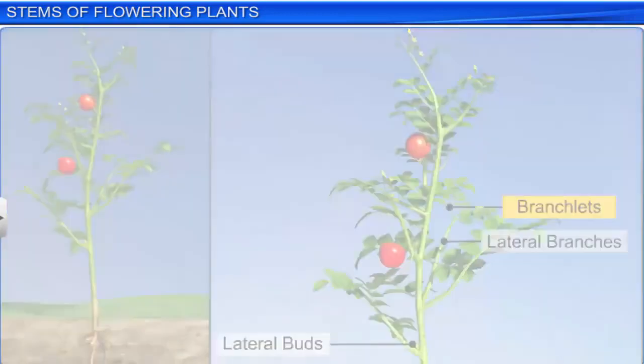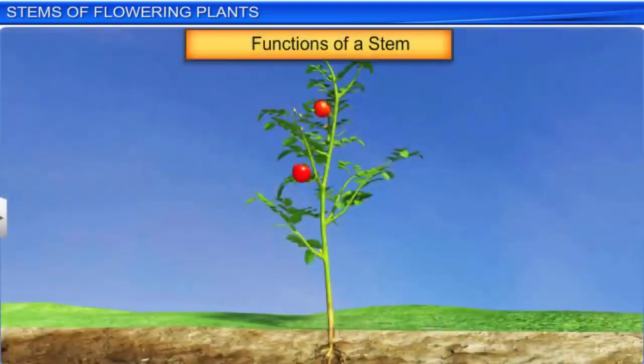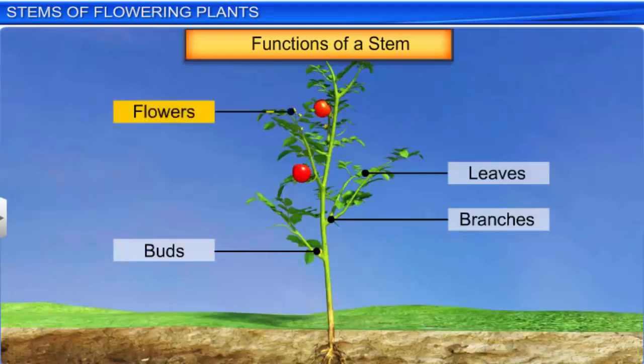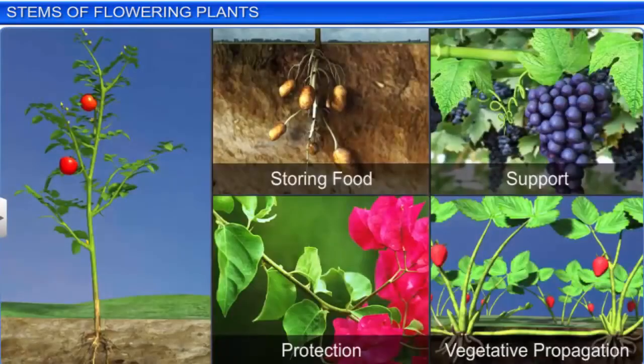Now, let's learn about the functions of a stem. The stem, along with its branches, hold the leaves, buds, flowers and fruits. It transports water, minerals and photosynthates between the roots and the shoots. Apart from these functions, the stems of many plants get modified to perform functions like storing food, providing support, protection, and aiding vegetative propagation.